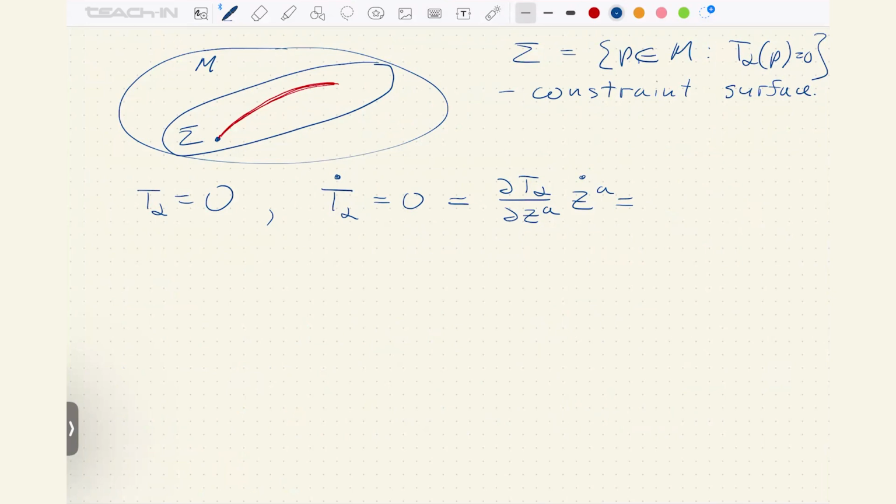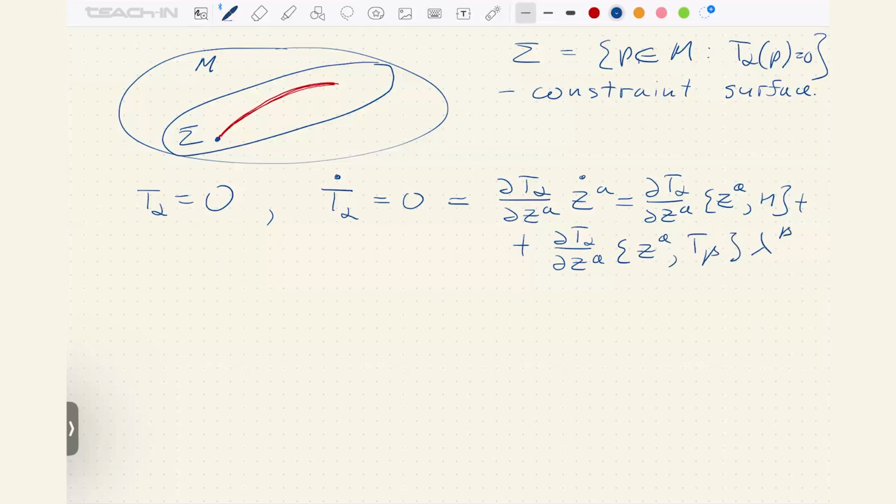What we get? We get dT_alpha over dz^a, Z^a H, plus dT_alpha over dz^a, Z^a T_beta lambda^beta, right? Okay. And this can be rewritten as {T_alpha, H} plus {T_alpha, T_beta} lambda^beta. Is it clear?